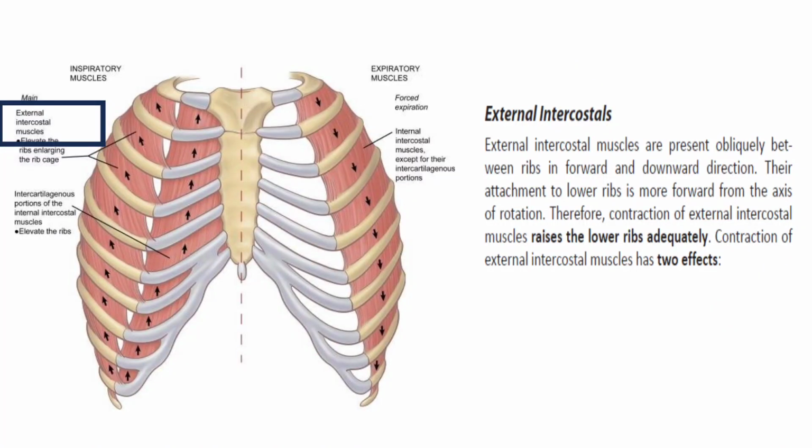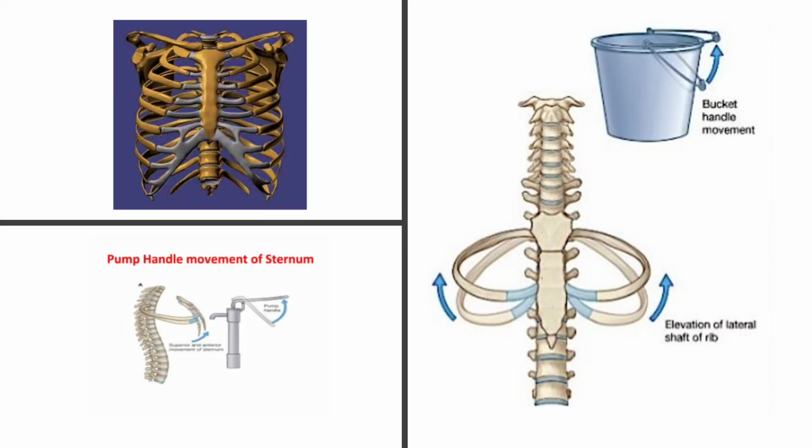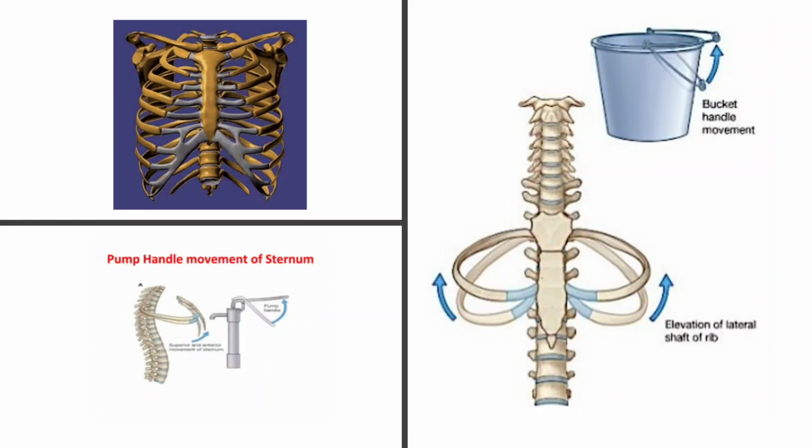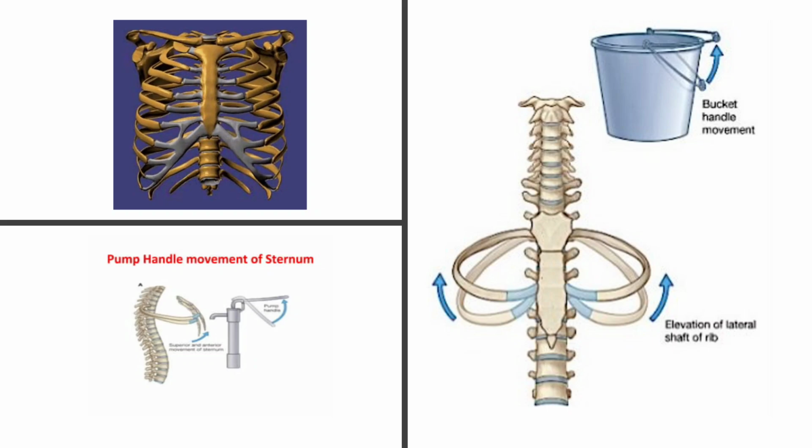Now come to the next muscle, that is the external intercostal muscles. External intercostal muscles are present obliquely between the ribs and the direction is forward, downward and medially. When these muscles contract, they will raise the rib cage adequately. Now there are two types of movement. One is the bucket handle movement. On the right hand side, you can see the bucket handle movement.